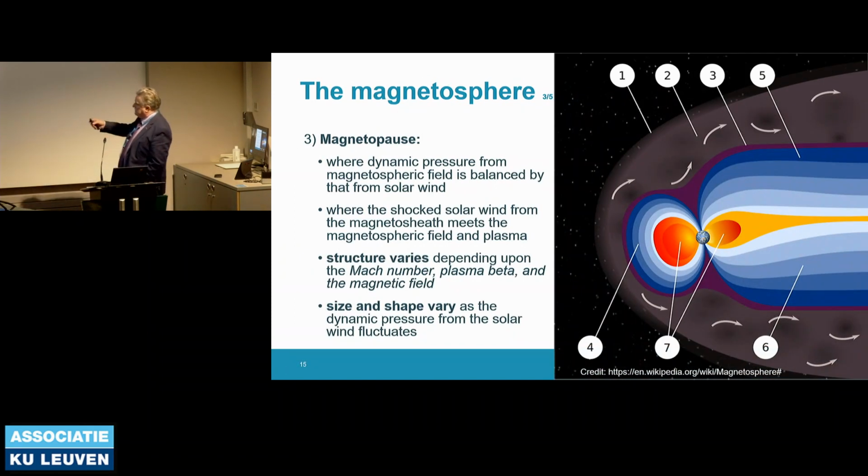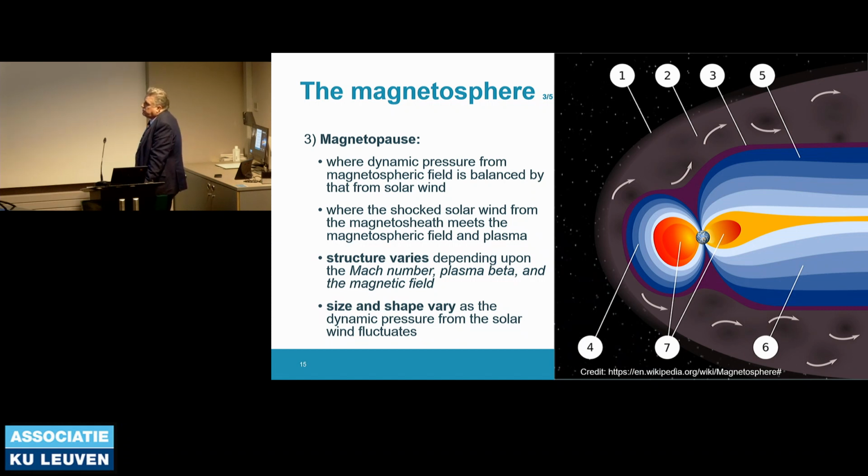And then the magnetopause, this is the purple area in this cartoon. This is where the pressure from the magnetosphere is balanced by the dynamic pressure from the solar wind. It's also where the shocked solar wind from the magnetosheath meets the magnetospheric field and plasma. The structure of this magnetopause is varying because it depends, of course, on the Mach number of the impacting solar wind, but also on the plasma beta, the ratio of the thermal pressure and the magnetic pressure, and also on the orientation of the magnetic field.